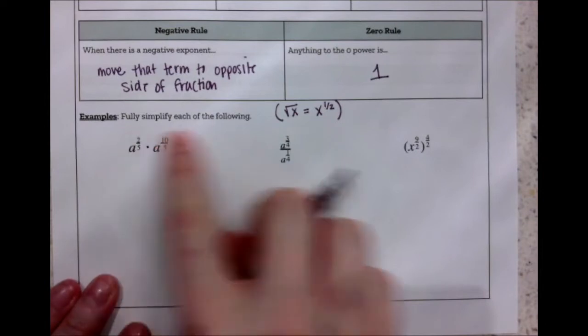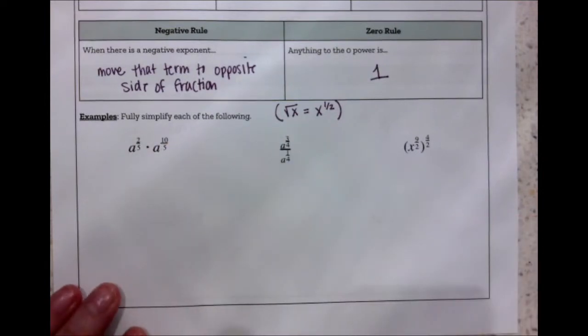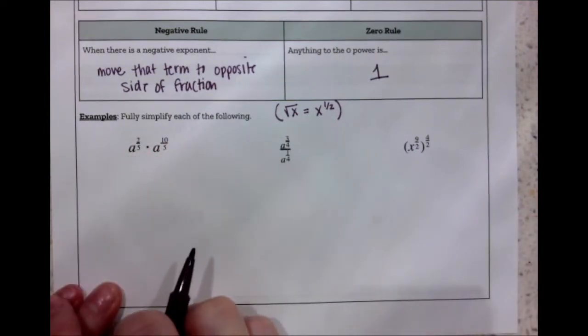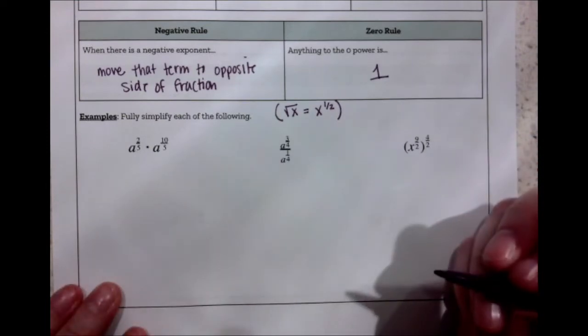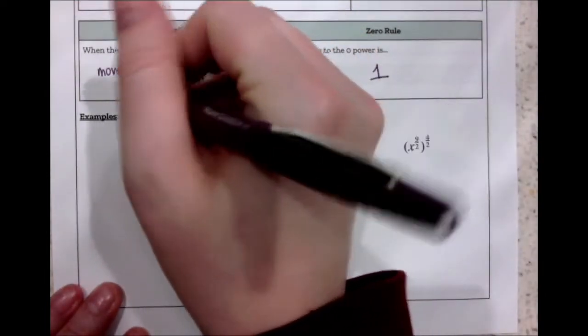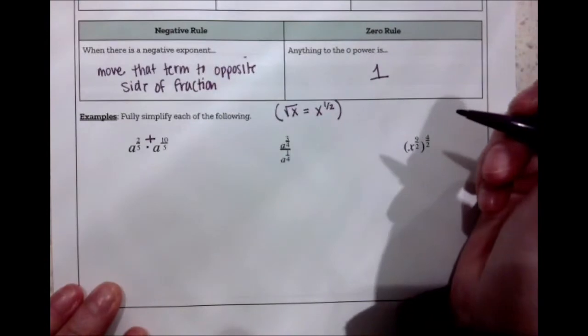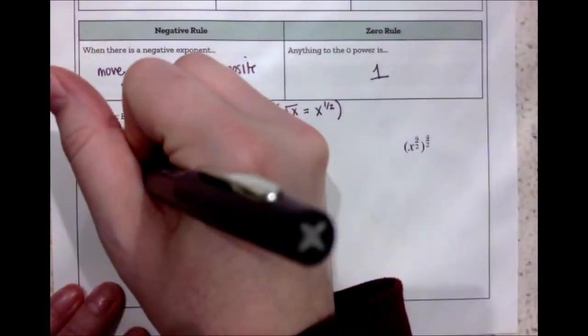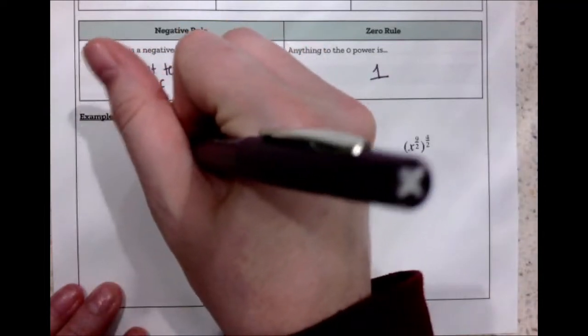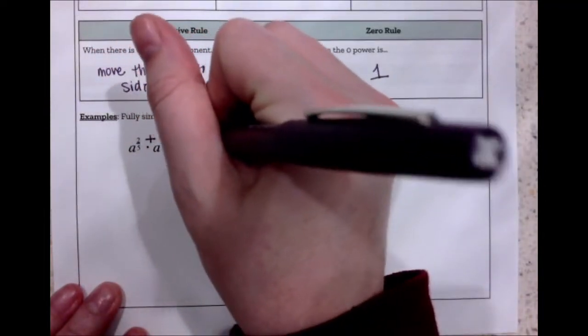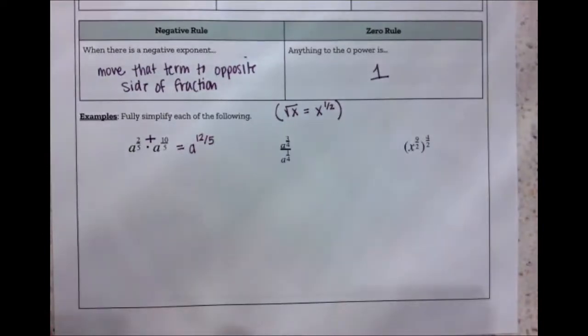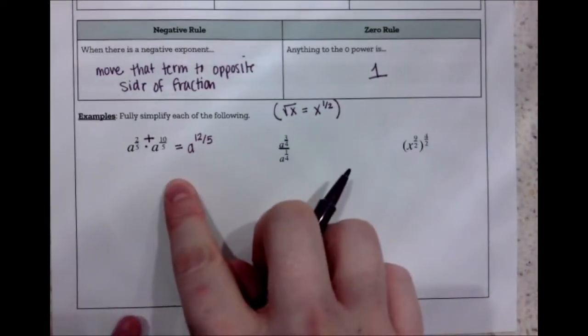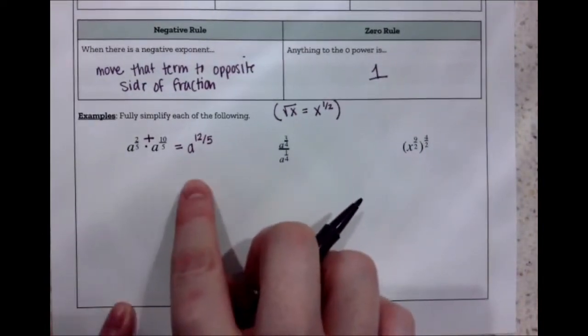And so the first thing I'm going to do is use my exponent rules, and we're going to fully simplify these. And they are fractions, but they all have the same denominator, so it'll be really easy for us. So right here we're multiplying, which means we're going to add our exponents. 2 plus 10 gives me 12 over 5. And I'm just going to leave it like that for now. I'm going to come back to that in a minute.